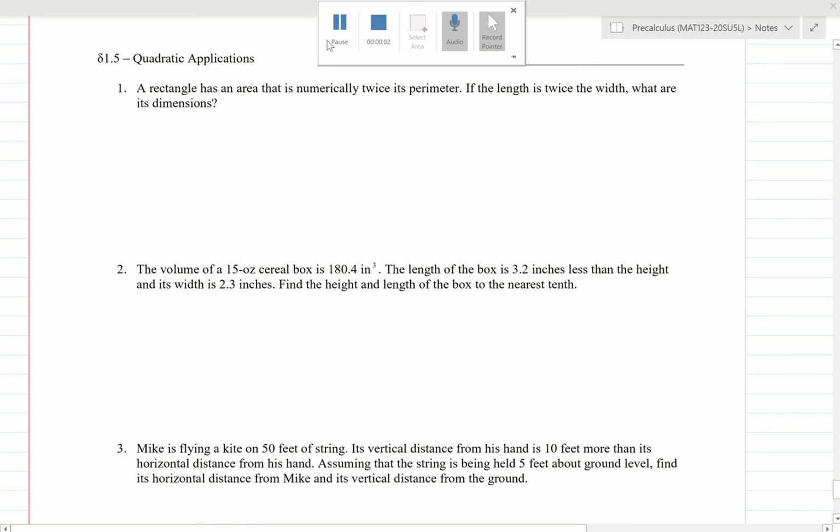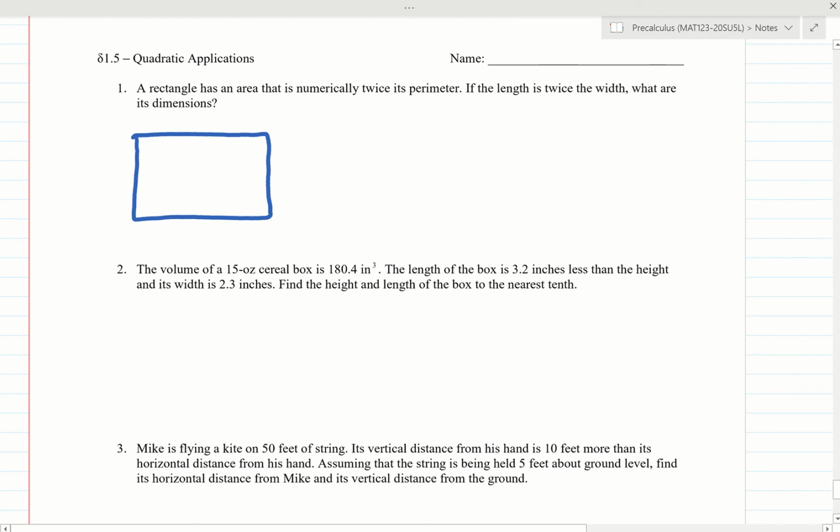Okay, so now let's move on to section 1.5. It's called Quadratic Applications. This worksheet that I have in my notes, you could also find in the supplemental materials section. So let's go through this. For problem number 1, it says a rectangle. Okay, so let's just draw a rectangle.